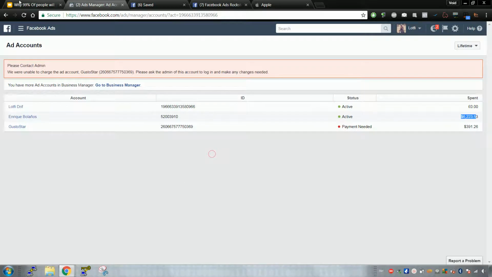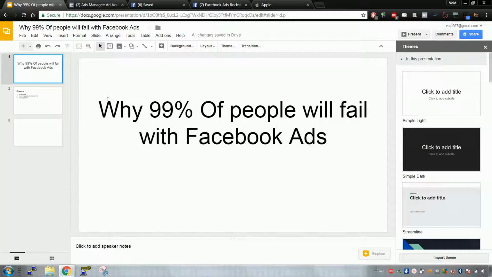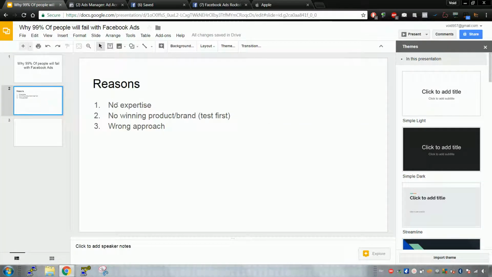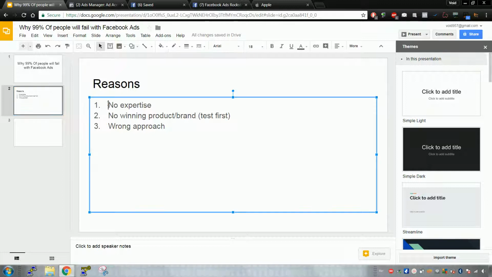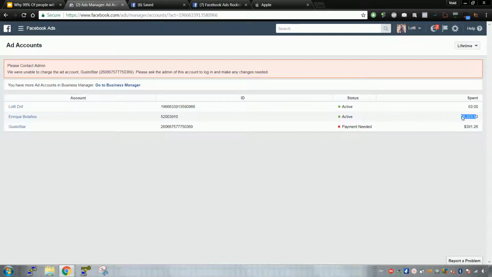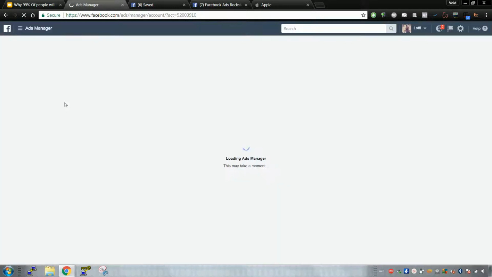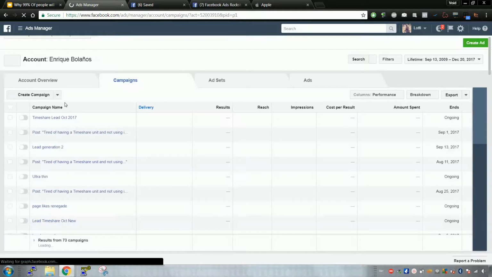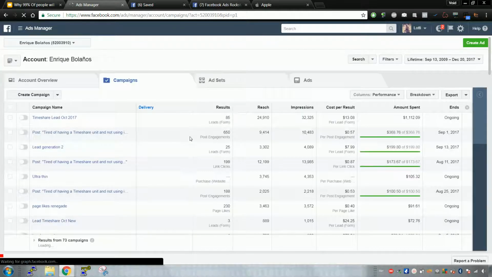All right, so let's get into some of the reasons when it comes to expertise. Most people who think they have expertise probably don't have expertise, even if they are experts. I'm going to show you some proof, but this is one of the main reasons. For example, the person running this ad account doesn't know how to run ads. I'll show you how much they're paying per lead. They're paying about $100 per lead. If you know anything about Facebook ads, that's just ridiculous. They shouldn't be paying more than $1 per lead.